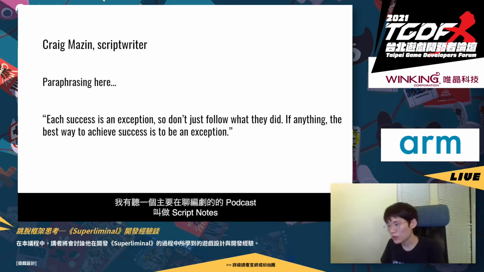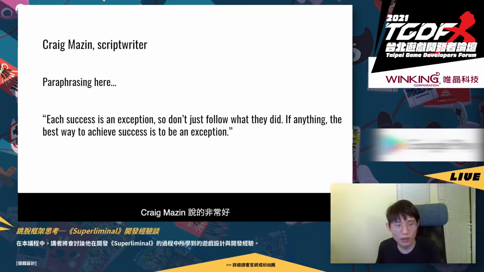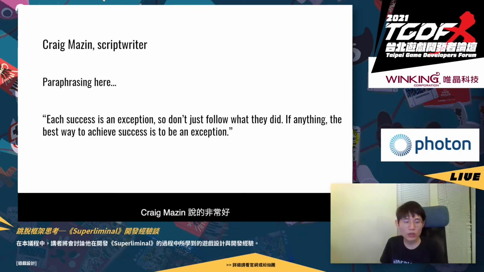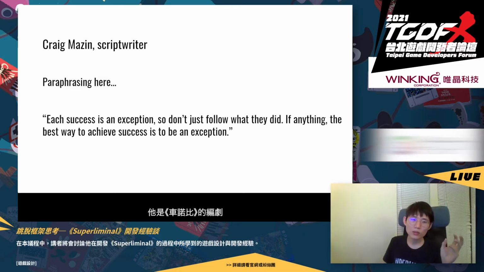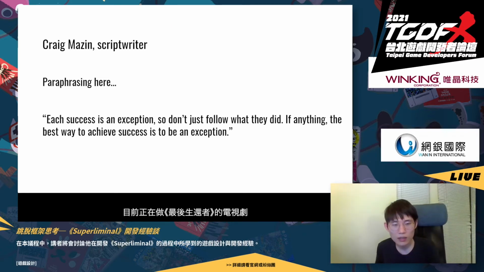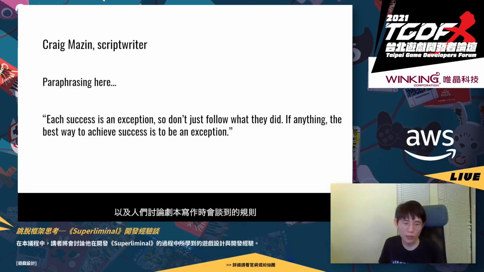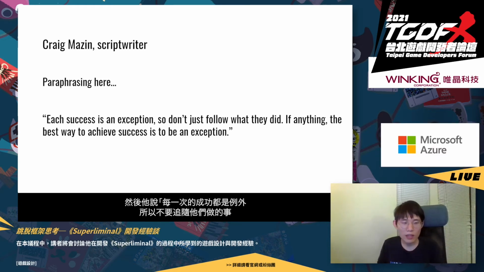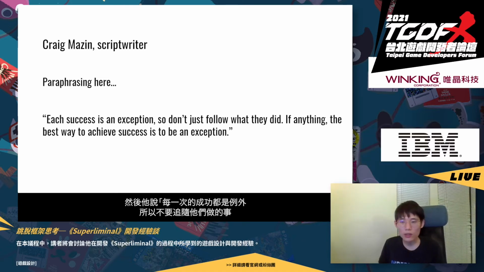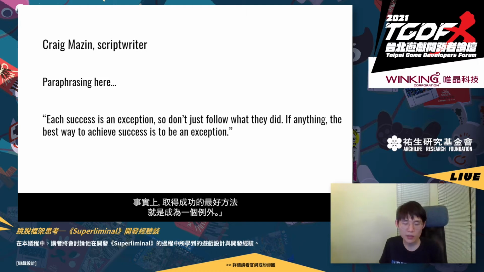So I listened to this podcast called Script Notes. It's on screenwriting, and Craig Mazin has this really good quote. He's the writer of Chernobyl, and he's also doing the new Last of Us show. Basically he's talking about scripts here, right? And the rules that people talk about when they talk about script writing. And he says, each success is an exception, so don't follow what they did. If anything, the best way to achieve success is to be an exception.